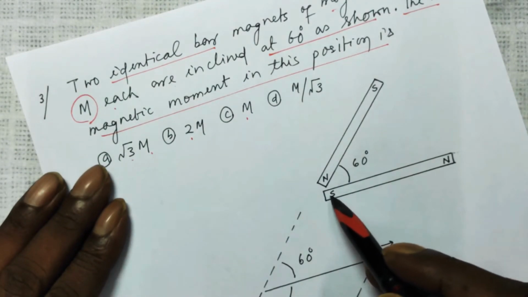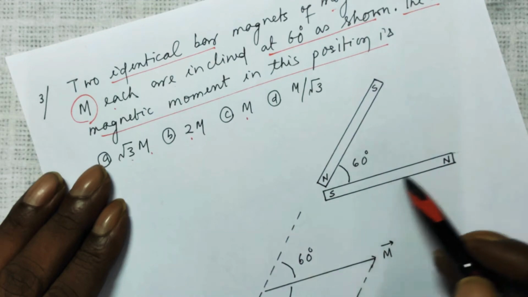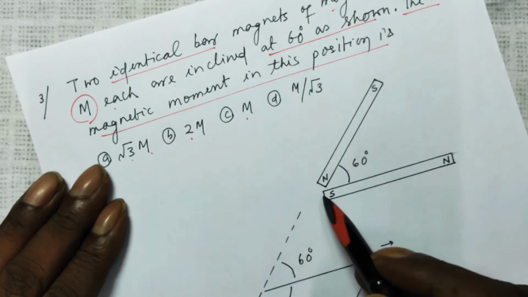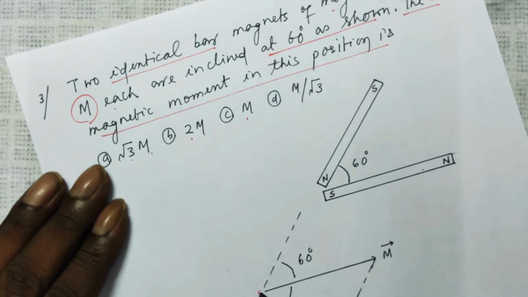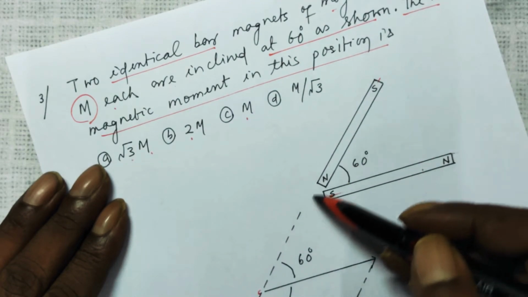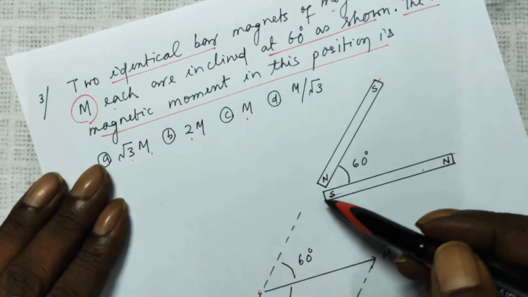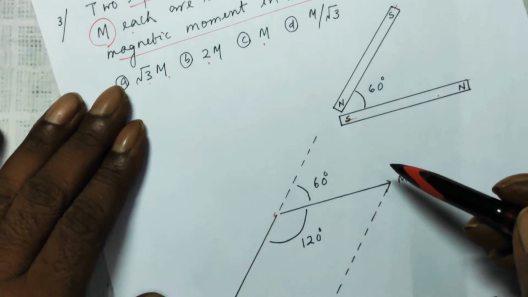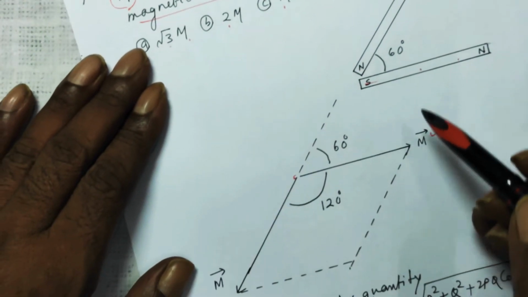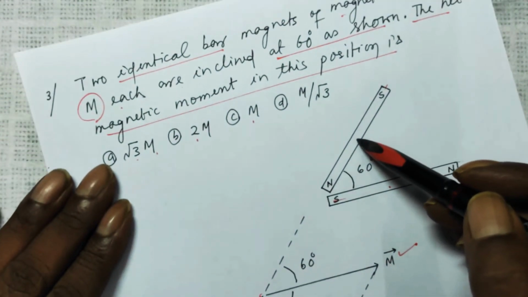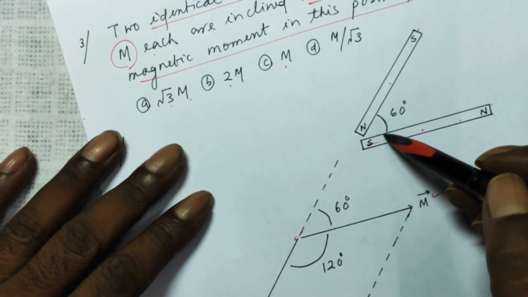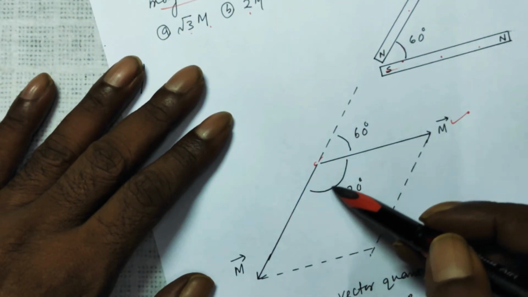Look, this is the first magnet. This is the second magnet. South, north, north, south. Be careful here. For the first one, the magnetic moment is to this side, from south to north. For this one, the magnetic moment will be to this side, from south to north. So the angle between them is 60. So we have two vectors. One vector M to this side, that is the magnetic moment of this one. The second magnetic moment, of the second one, is to this side, that I have shown here. Now this angle is given 60. Therefore this is equal to 120.